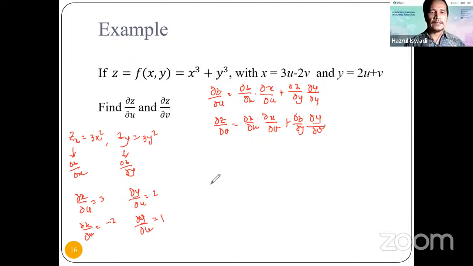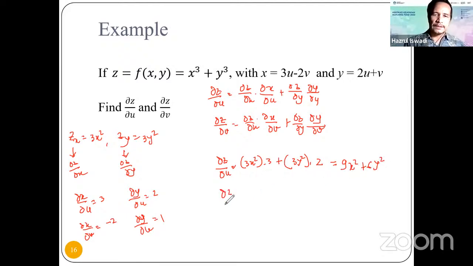Okay, let's apply all this information to find ∂z/∂u. It means that ∂z/∂x, here 3x², multiplied by ∂x/∂u, which is 3, plus ∂z/∂y, 3y², multiplied by ∂y/∂u. ∂y/∂u is 2. So we will have the equation 9x² plus 6y².